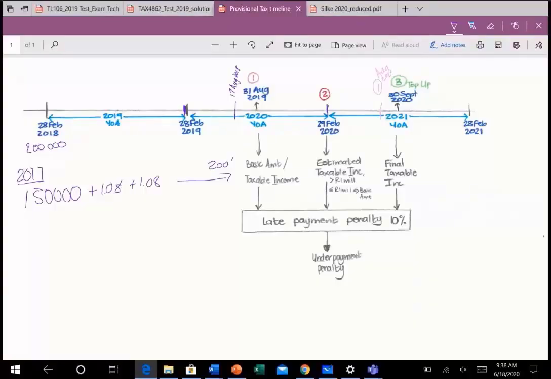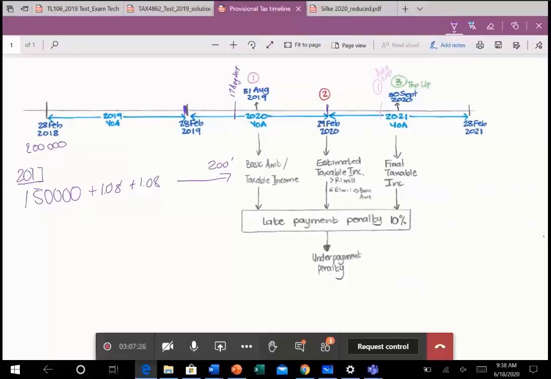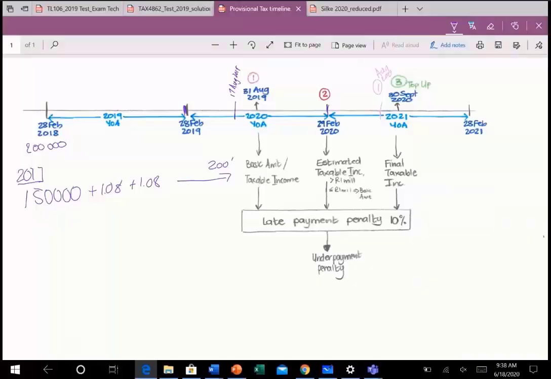I would recommend you draw yourself a little timeline if you see that we are telling you dates of when assessments are or aren't received and what payment you're making. So that is how to work out the basic amount if you're going to use the basic amount.